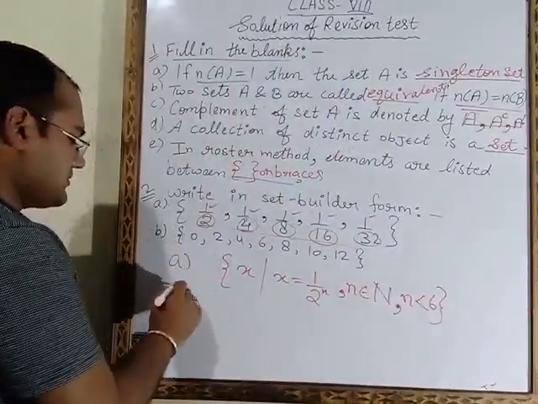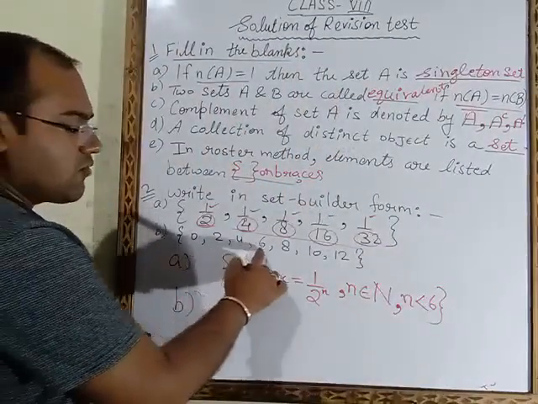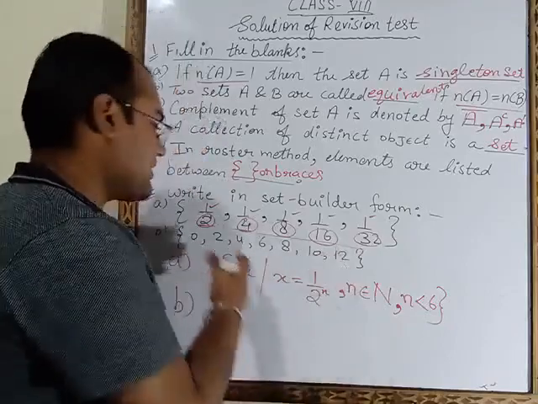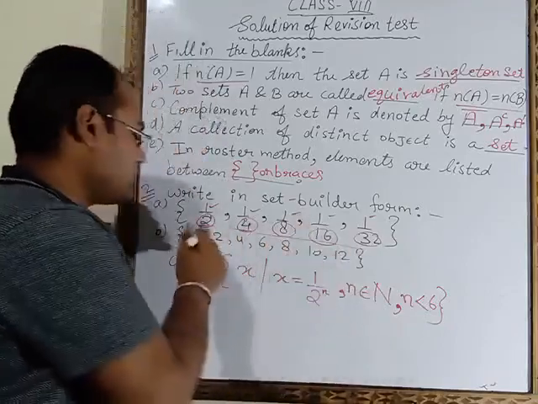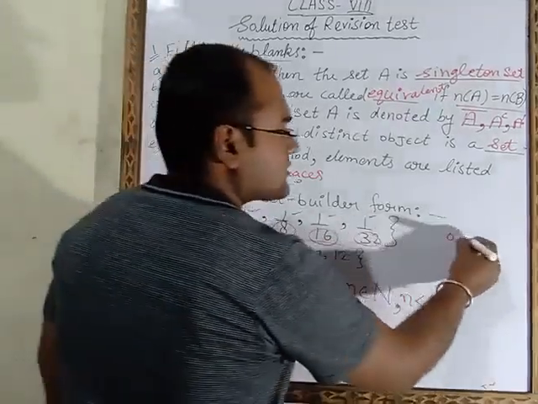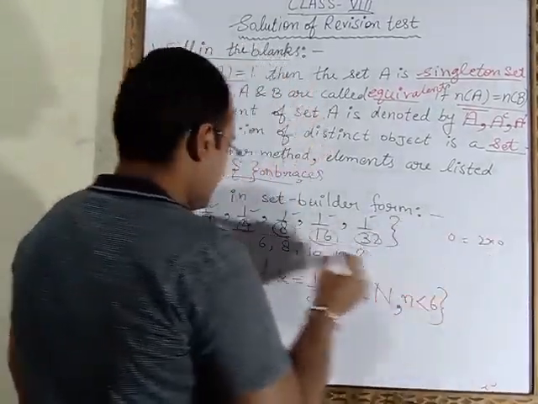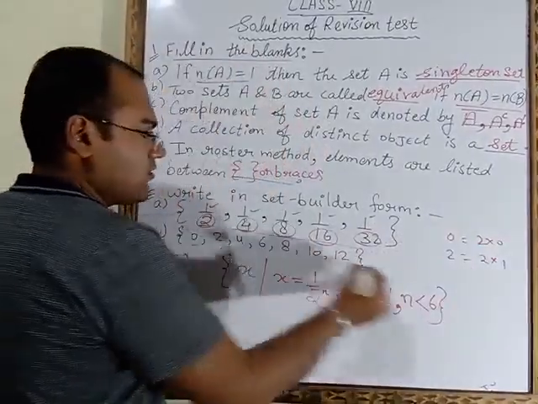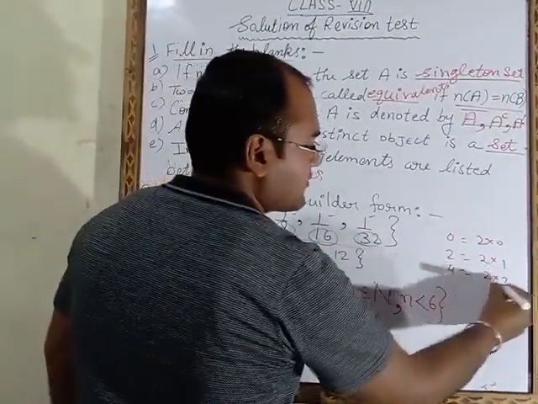Second part is 0, 2, 4, 6, 8, 10, 12. What are these numbers? These numbers are the multiples of 2. 0 we can write as 2 × 0, so 0. Next number is 2. 2 we can write as 2 × 1, so 2. 4 we can write as 2 × 2, so 4.